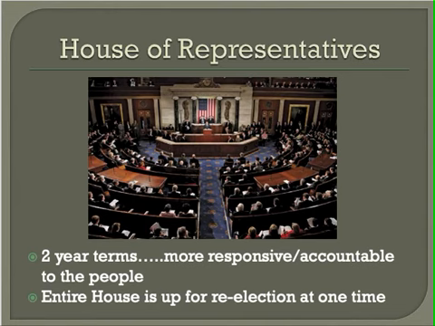For the House of Reps, then we have 2-year terms. They're a little more responsive. They're closer to the people, more accountable. Rather than just your state, they're responsible for an area within their state, and they're constantly up for re-election.